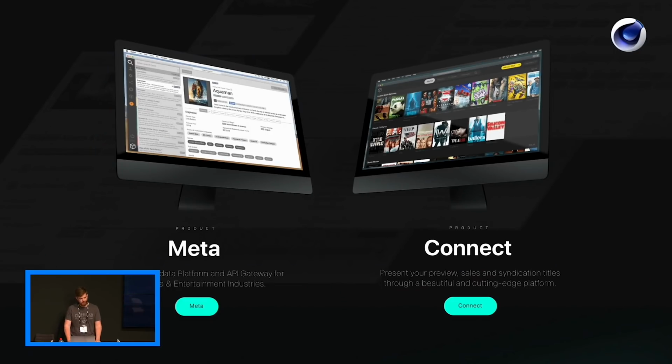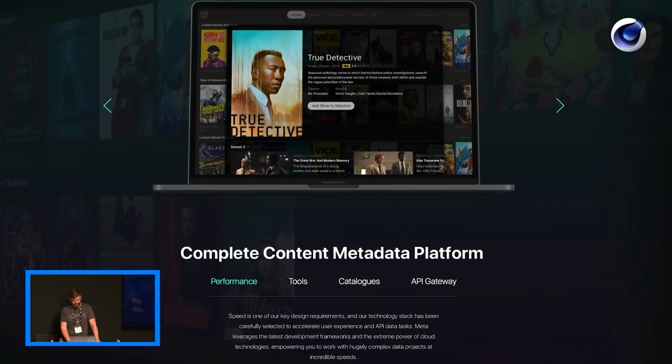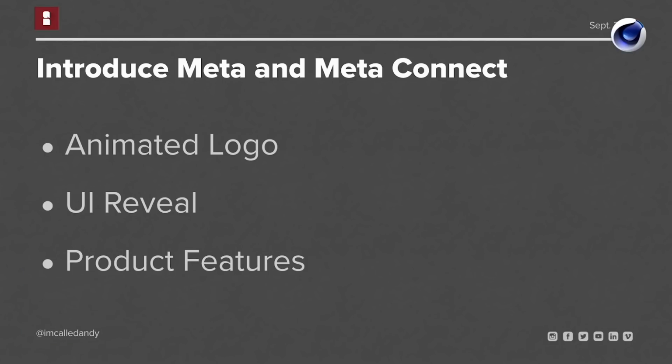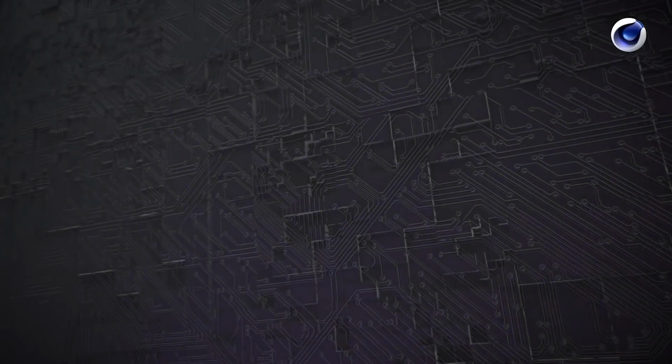So there's a few products here, and you can see a little bit about it right there. Now, my role and tasks are to create an animated logo, do a UI reveal, and also illustrate the product features. Now, I'm going to focus on the first two today. Let's take a look at the UI reveal.